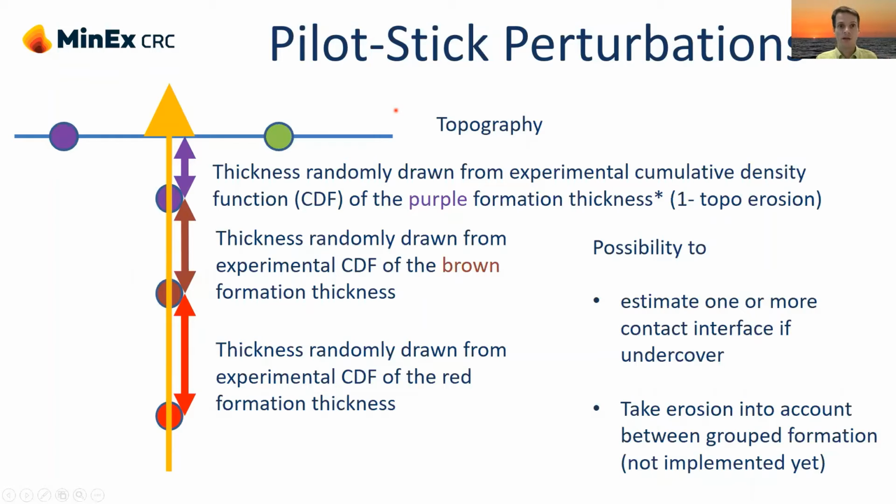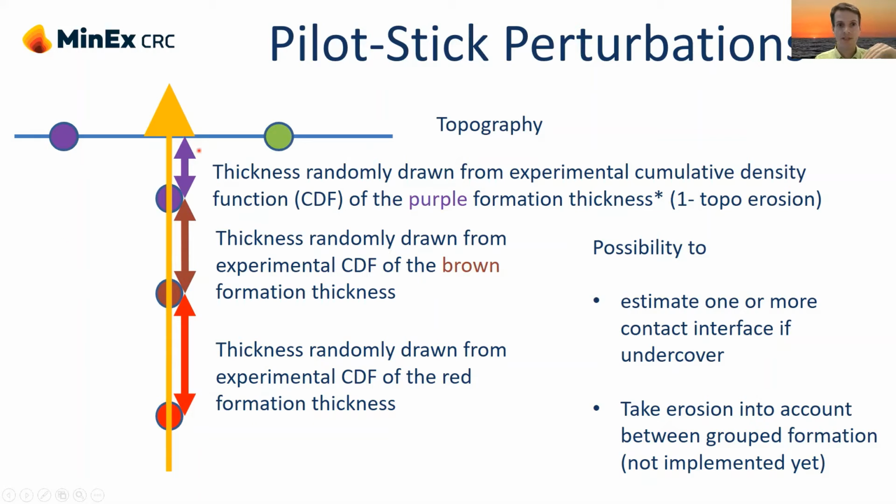How does this pilot stick perturbation method work? Let's consider the following stratigraphy, with the youngest formation in green above a purple one, which sits on a brown one, on top of the oldest one, which is the red one. Here, the dots denote basal contacts of the formations. The idea is to simulate the thickness of these formations successively and to stack them together.